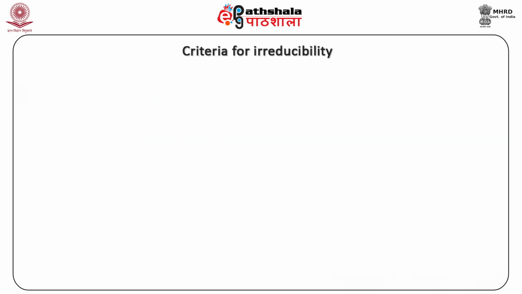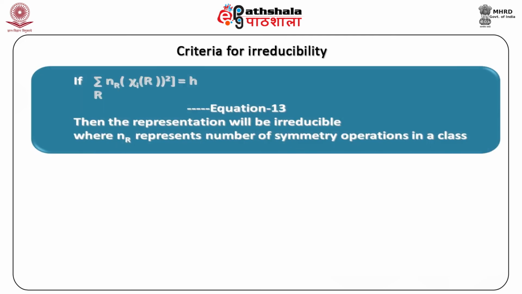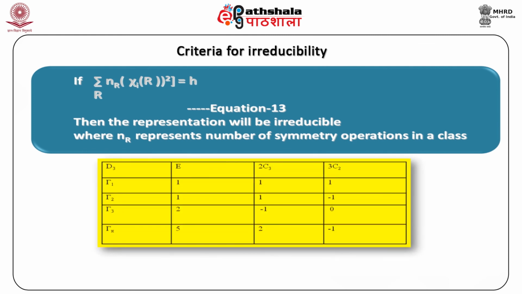Now, it can be easily worked out whether a representation is reducible or irreducible. Without going into the proof, if a representation satisfies equation 13, then the representation will be irreducible, where N_R represents the number of symmetry operations in a class. Let us take tau 1, tau 2, tau 3 irreducible representations of the D3 point group, the characters for which we just worked out and checked the irreducibility, and others are as given in the table.